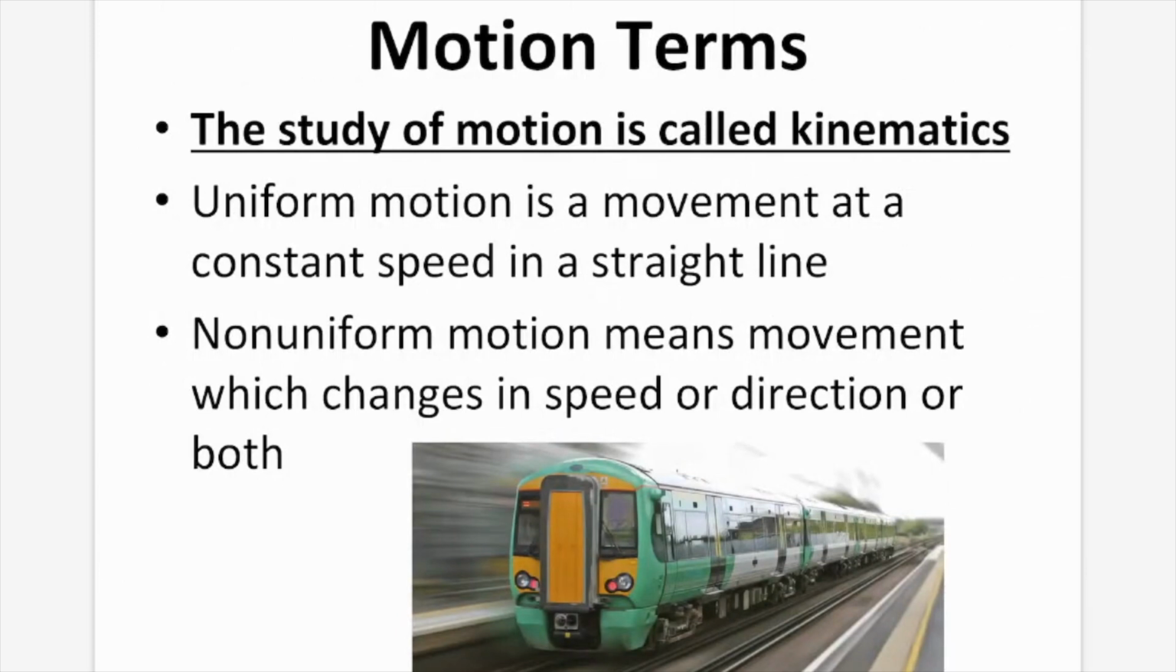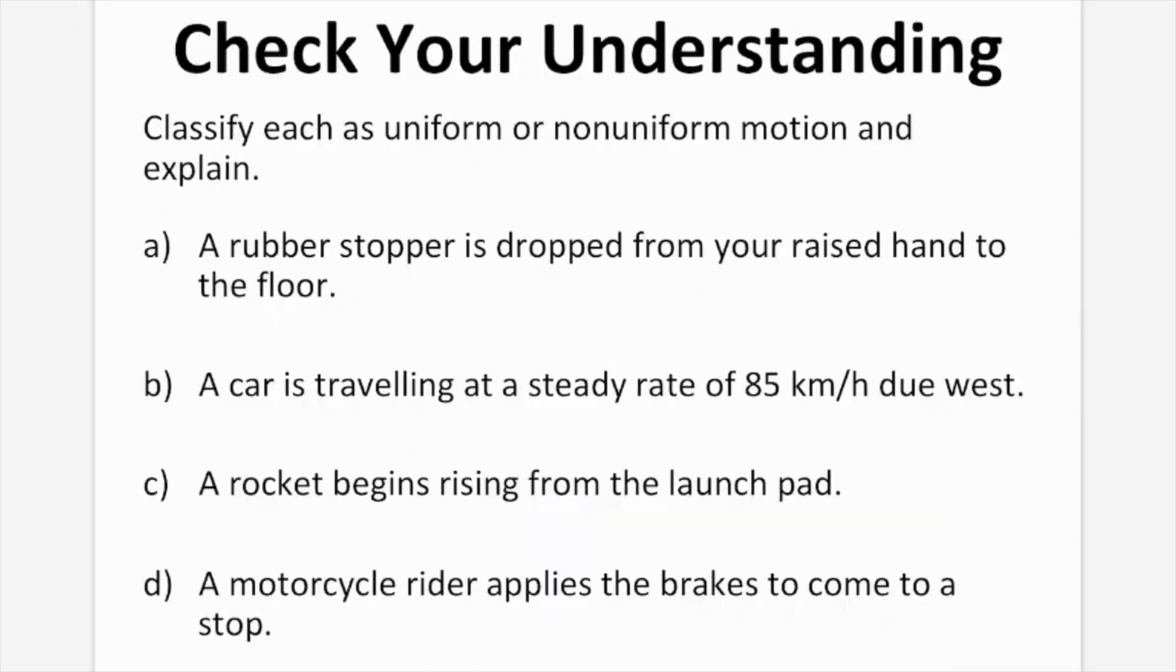Motion terms. The study of motion is called kinematics. Uniform motion is the motion of an object at a constant speed in a straight line. Non-uniform motion means movement which changes direction or speed or both. Check your understanding. Classify each as uniform or non-uniform motion and explain.